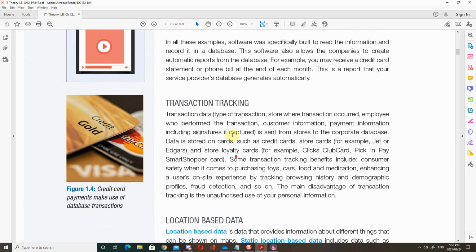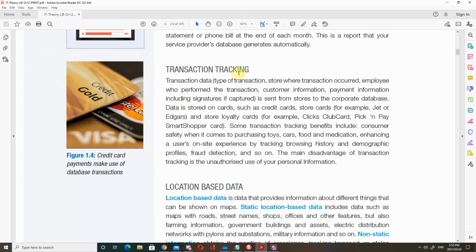Okay, talking about all that. Transaction tracking. So transaction data, like the type of transaction, where it's located, the employee who performed it. So it's basically what I mentioned now. That's the stuff that they are suddenly keeping track of that we didn't know.